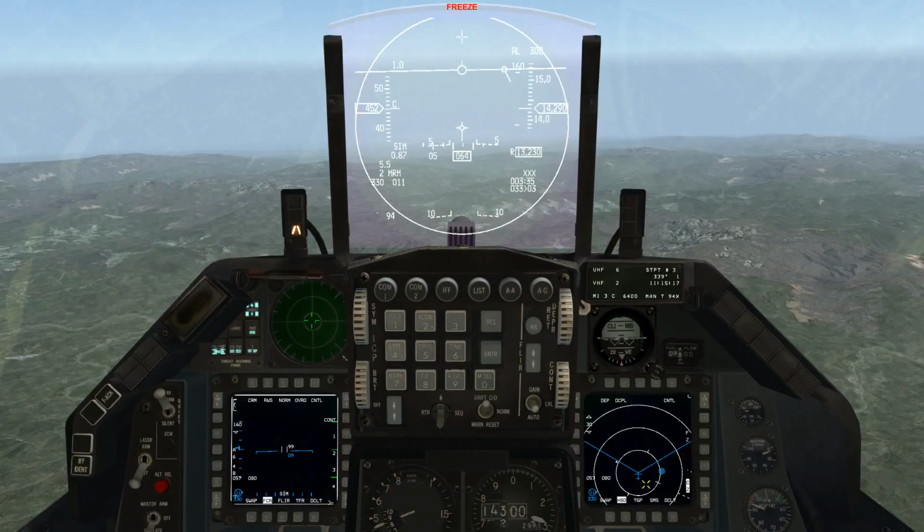Well, it's behind me. My radar is looking out this way, and the 300 degree radial out of Bullseye is behind me. So the first thing I need to do, I'm going to center the map here so we can see it a little better.